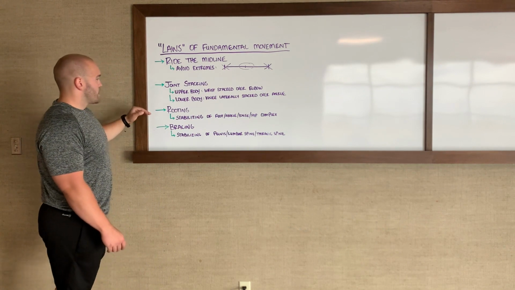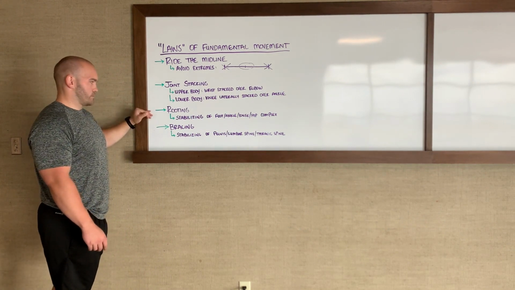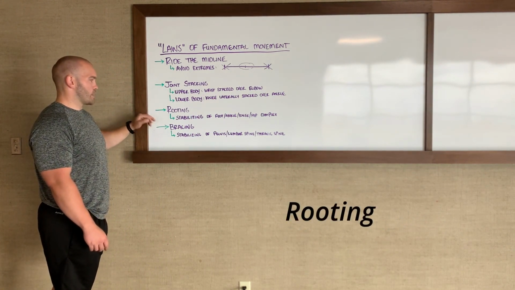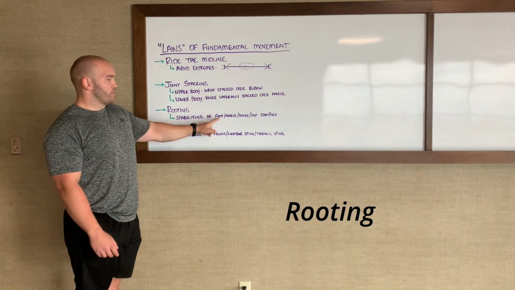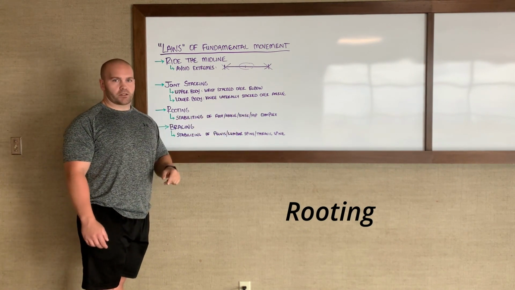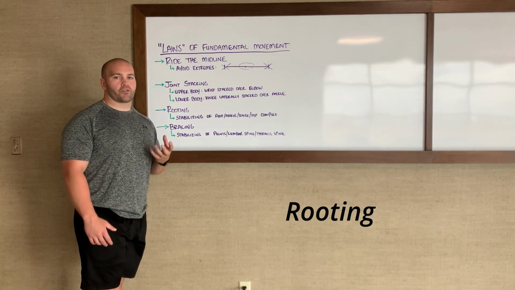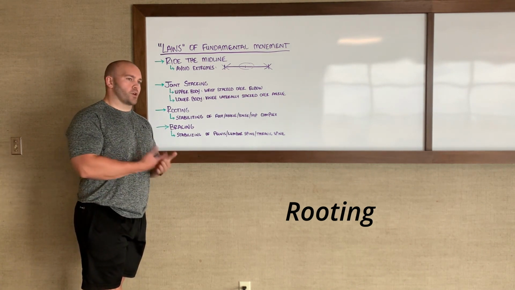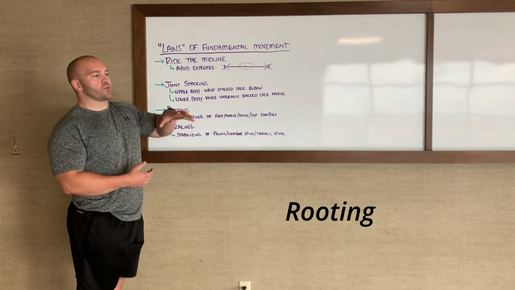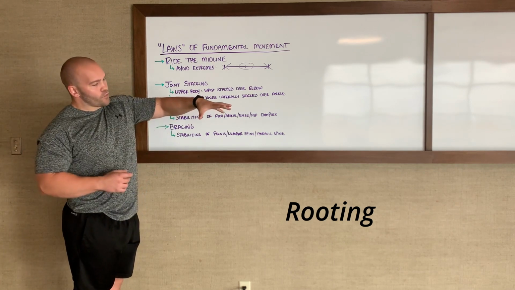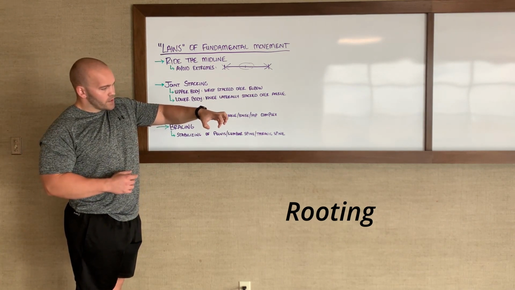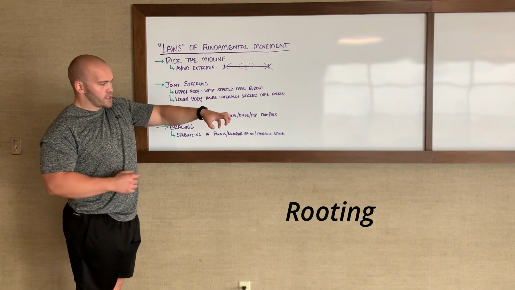Now next is a concept called rooting. What we're doing with rooting is we're stabilizing the foot, ankle, knee, and hip complex. So basically our entire lower leg. And we do that via our foot. The really quick way of explaining that is, imagine this is my foot. We're grabbing the inside of our shoes and then trying to twist our foot towards the outside.